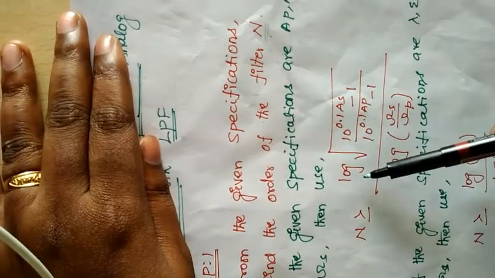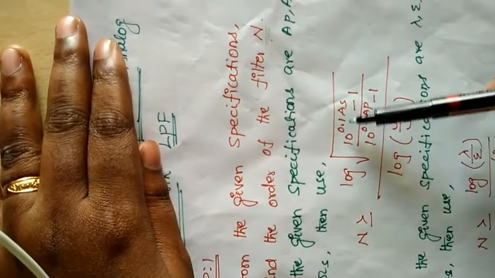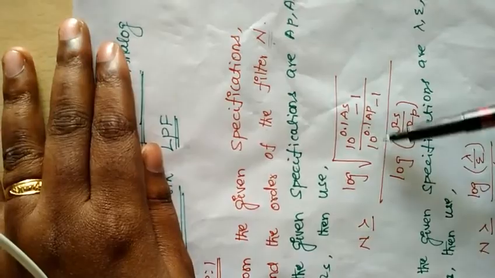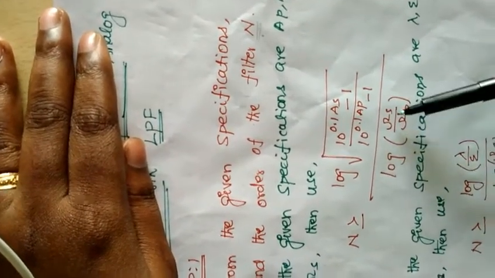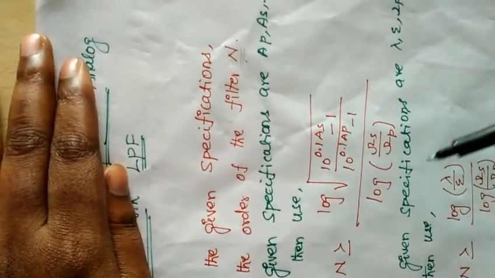or equal to log of square root of 10 power 0.1 AS minus 1 divided by 10 power 0.1 AP minus 1, the whole thing divided by log of OMS divided by OMP.